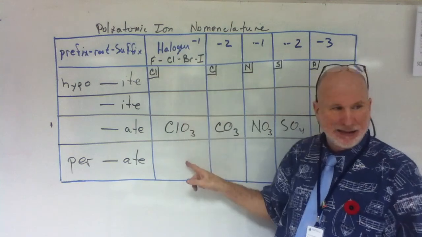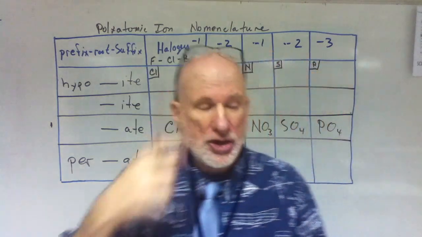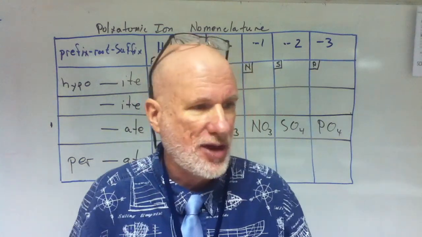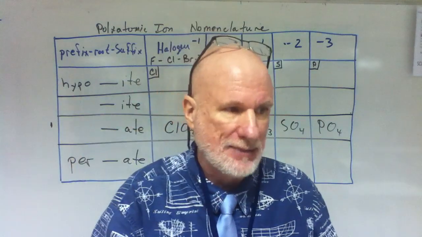So this column could be 4 polyatomic ions, 4 groups. So that's 16. Plus another 16. So it's 32 polyatomic ions right off the bat that you know, that you don't have to memorize, that there's a naming system for them.